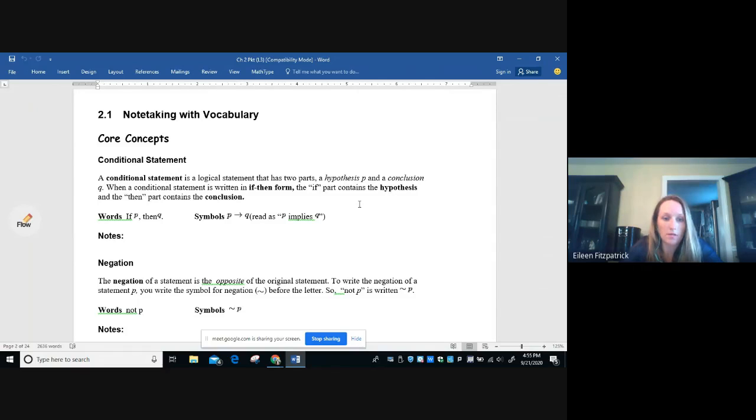When a conditional statement is written in an if-then form, the if part contains a hypothesis and the then part contains a conclusion. So we look for the words if and then as our hints to find the hypothesis and conclusion. So in words, it says, if P, then Q. Okay. In symbols, we write P and then this arrow Q, and we read that as P implies Q.